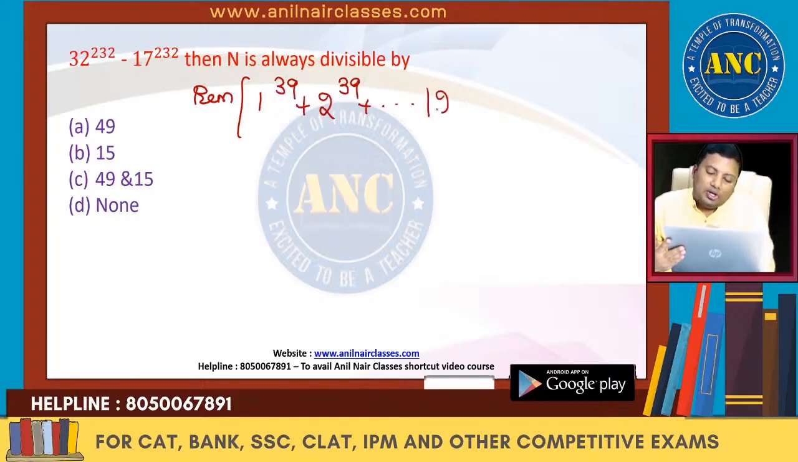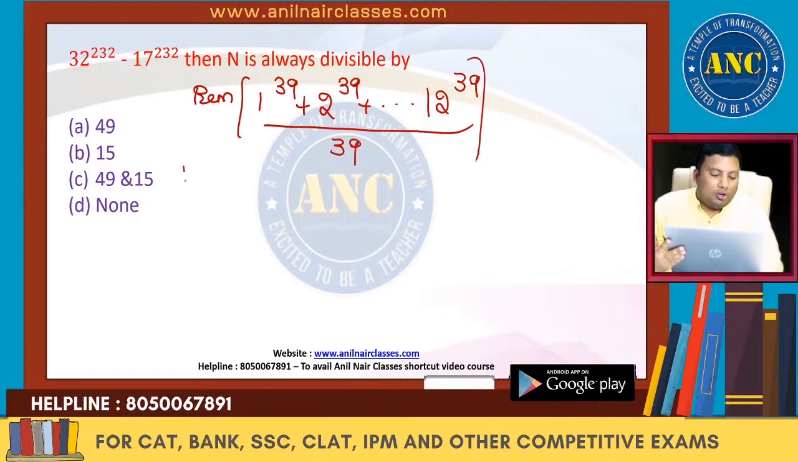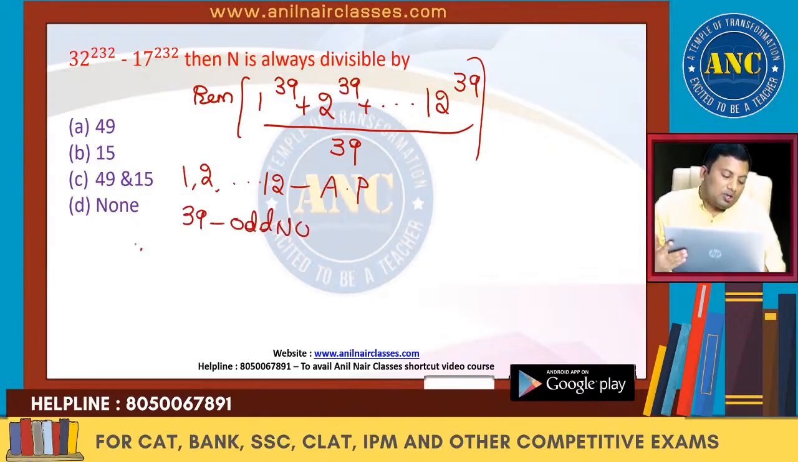1 power 39, 2 power 39, 3 power 39 and so on up to 12 power 39 divided by 39. All those values, 1, 2, 3 and so on up to 12, are in arithmetic progression. The difference is the same. 39 is an odd number, so the sum is divisible by the summation of 12.